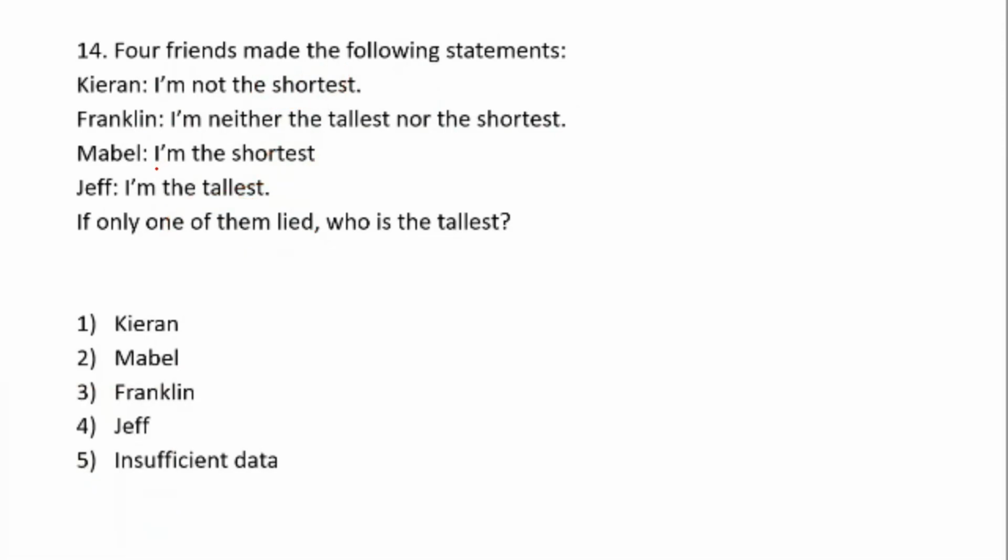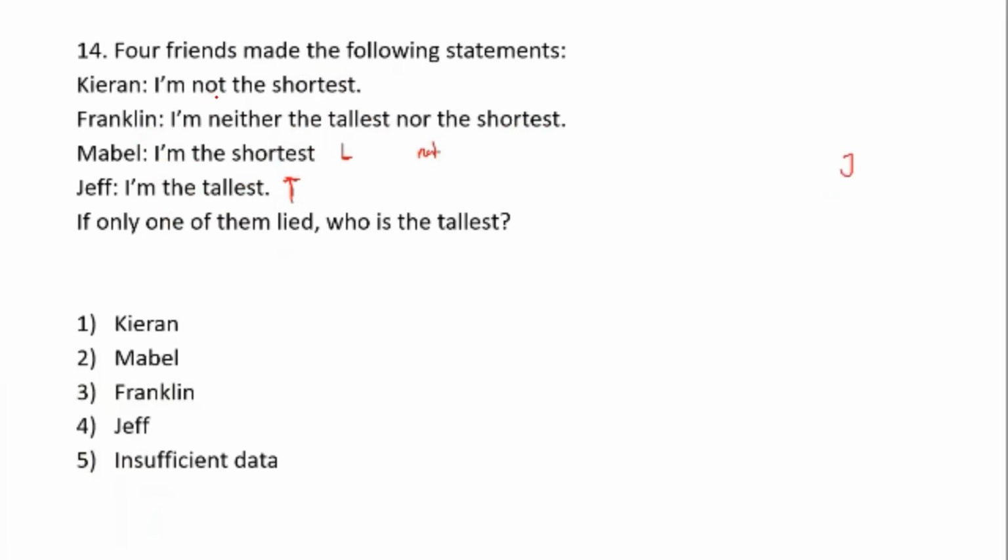Now let's say Mabel is the liar. Why don't I try with Franklin? Because his statement has two comparisons there, tallest and shortest. Okay, so we can't really determine. Now let's try Mabel. If Mabel lies, so I am the shortest, that means Mabel is not the shortest. Then Jeff must be telling the truth. I'm the tallest, so Jeff would be the tallest here.